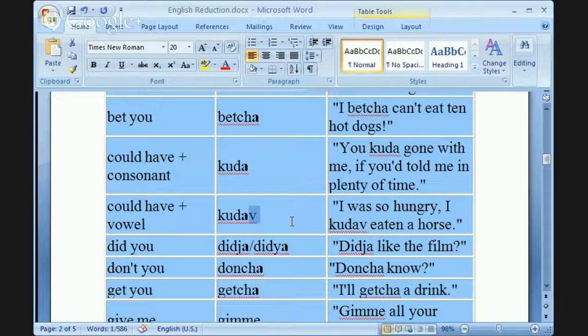We're going to pronounce it differently depending on the next word that is spoken, if it begins with a consonant or if it begins with a vowel, because we're going to use a bridge to join them together. For example, I was so hungry I could have eaten a horse. I'm using this V to bridge with the E sound in eaten. I could have eaten a horse.